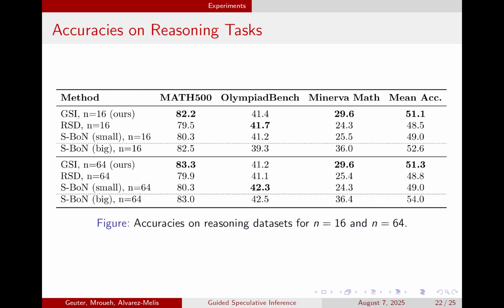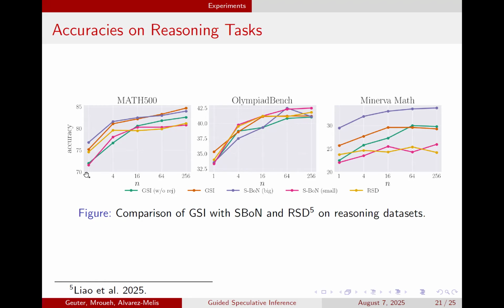We also have this in numbers again. So here, maybe also what I should have mentioned here. On the x-axis we increase n, the number of samples that we generate in each of the steps. So we increase n from 1 to 256.